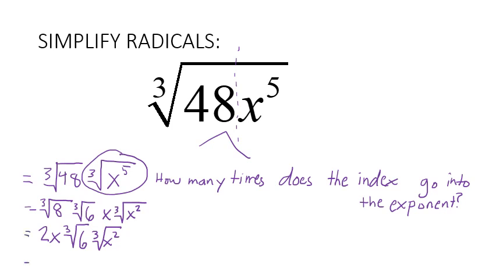Okay, so that's the next step. Our last step, I can push any like radical underneath the same symbol. So I had 2x times the cube root, and I have 6x squared. That's my final answer.